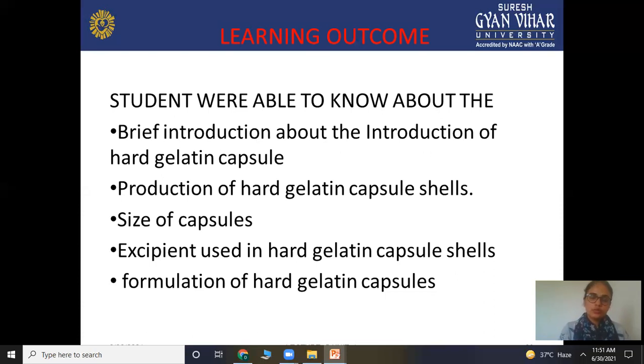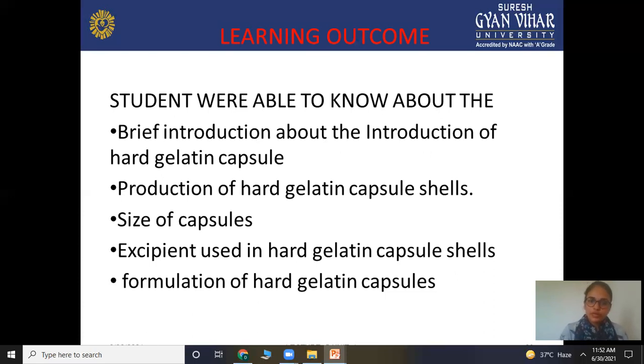Next is size of the capsule. In size of the capsule, we see the different sizes of the capsule according to their diameter or according to volume in ml. Different sizes are available from 000 to 5, and 000 is the largest size according to volume, because it has a large capacity to fill material, and the smallest size is number 5 because it has very little capacity for filling. According to ml and size, we divide the capsules into different categories and types.